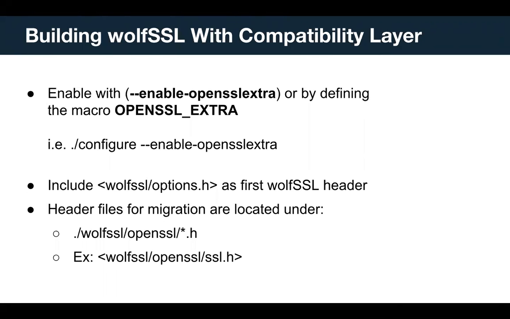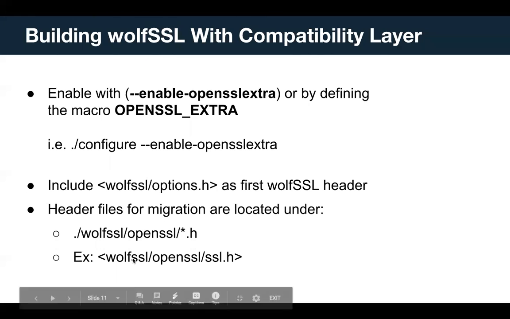When linking against the wolfSSL library and having built using autotools, the file wolfssl/options.h should be included. This should be included as the first header that is used from wolfSSL. This is to make sure that the application is using the same settings as what the library was built with. All header files needed for migrating an application over to wolfSSL are located in the directory wolfssl/openssl. An example of that would be that ssl.h file we looked at before, the wolfssl/openssl/ssl.h.